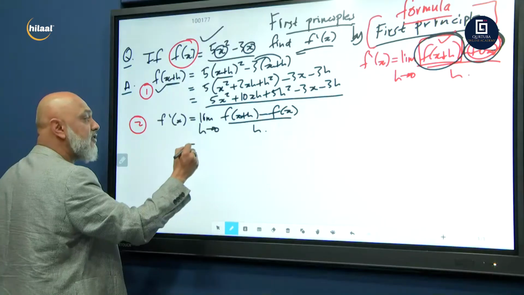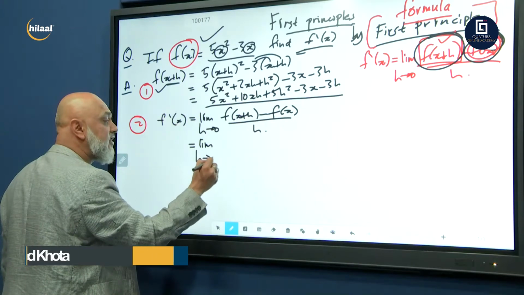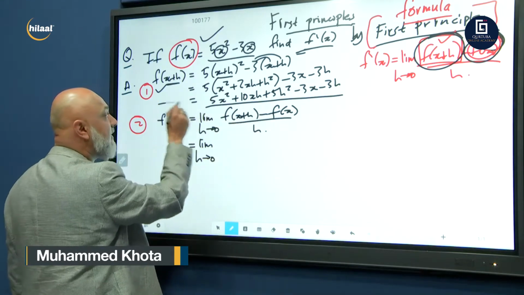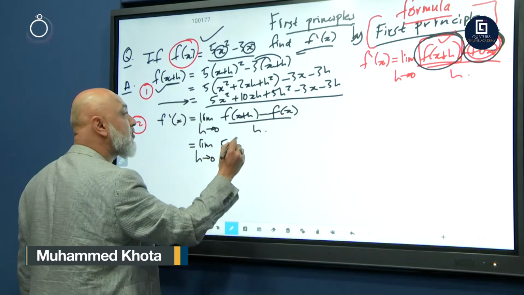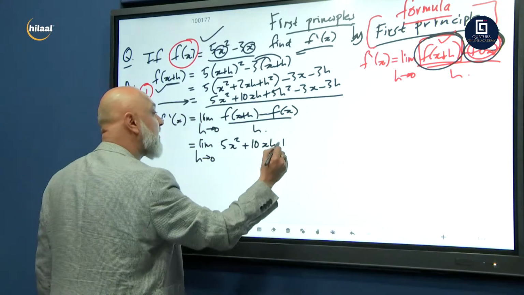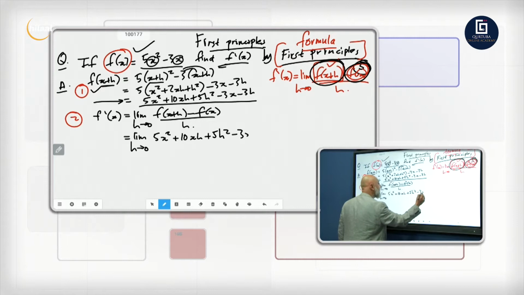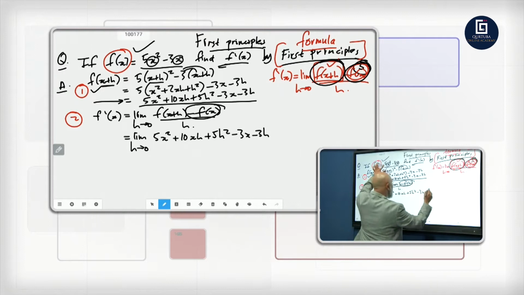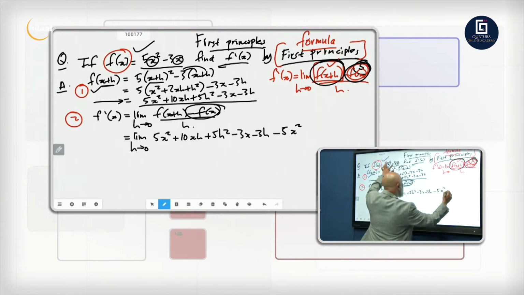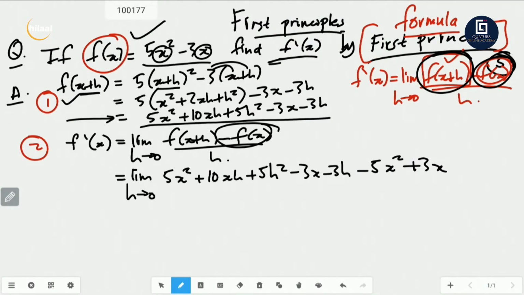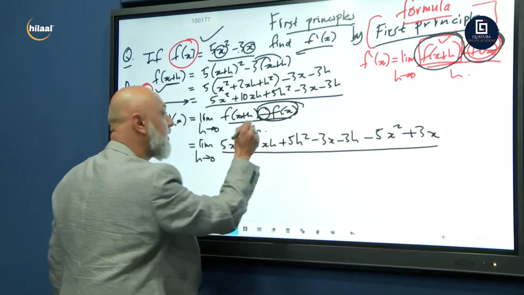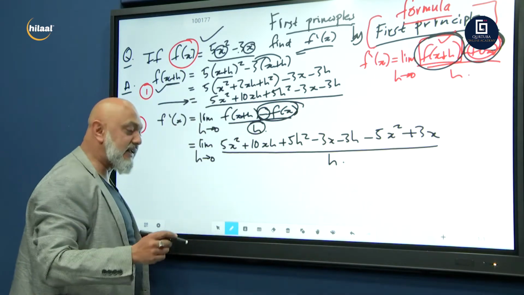Now we substitute. So we have the limit as h approaches 0. What is f of x plus h? There it is. So we have 5x squared plus 10xh plus 5h squared minus 3x minus 3h, minus f of x, minus 5x squared plus 3x. The negative here changes both those signs: plus 5x squared becomes minus 5x squared, minus 3x becomes plus 3x, all over h.